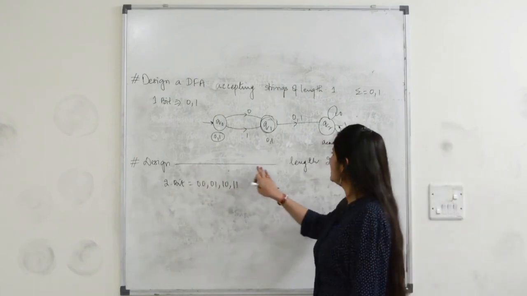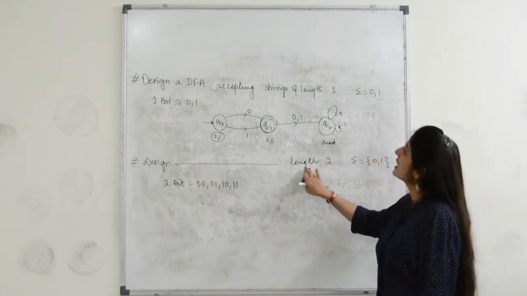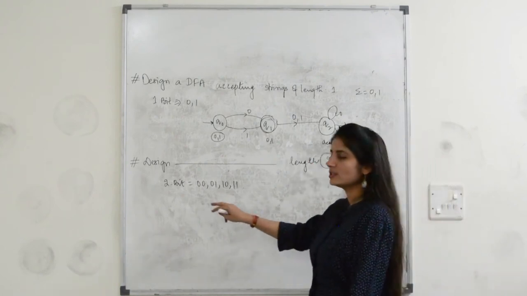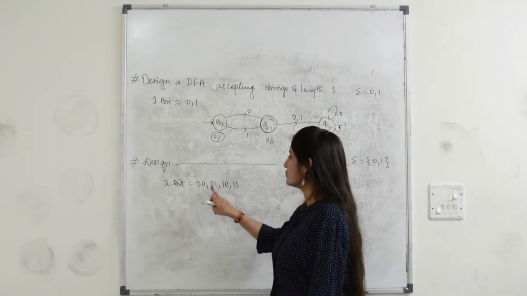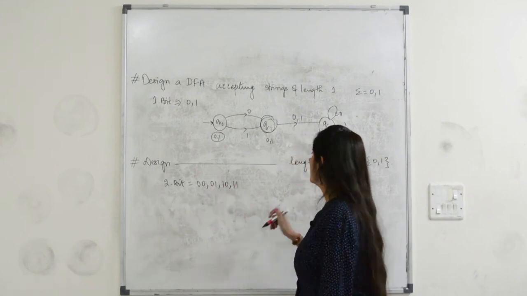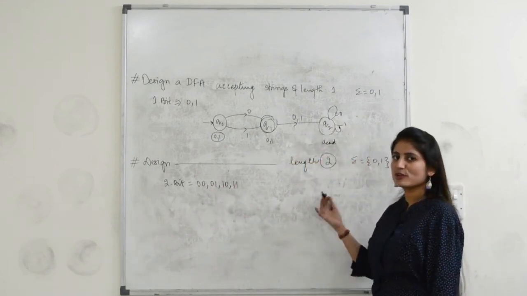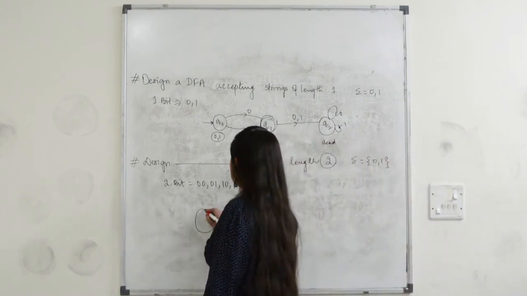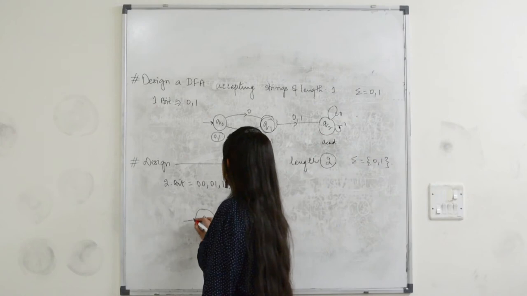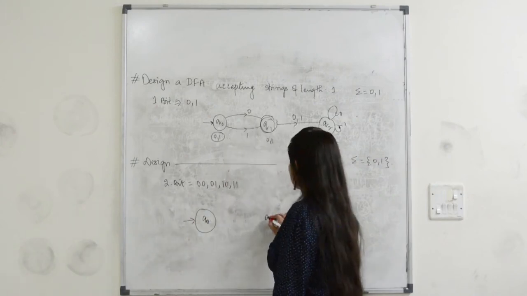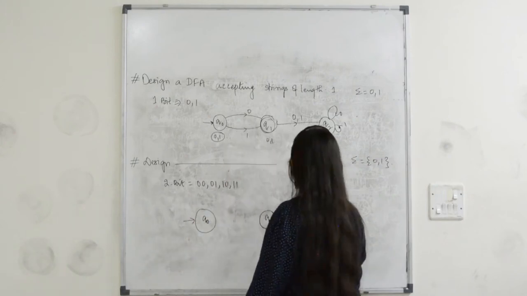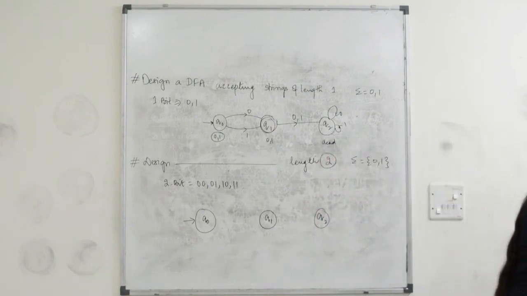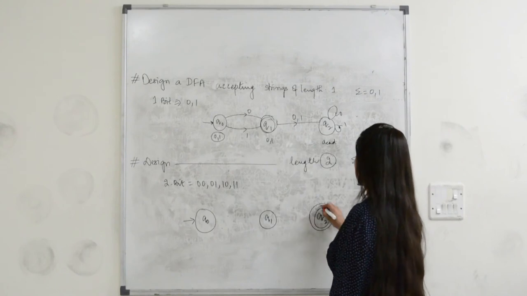Now we have to design a DFA which is accepting all the strings of length 2. Again we'll write all the 2-bit combinations, that is 0, 0, 0, 1, 1, 0 and 1, 1. So the minimum length string is 2, so the number of states will be 2 plus 1, that is 3. So first will be your initial state Q0, then we'll have one more state, that is your intermediary state, and the third state, that is your Q2, that is your final state.